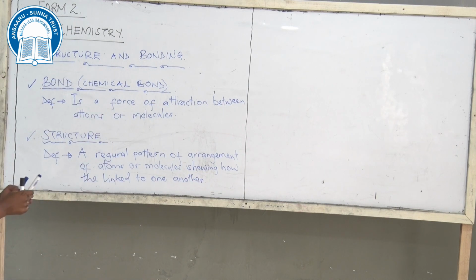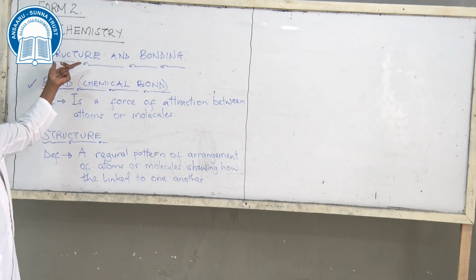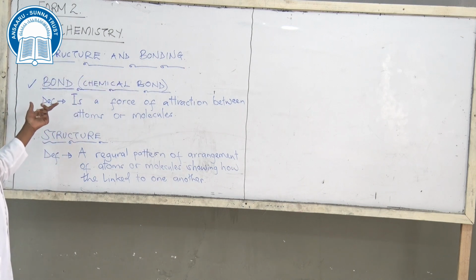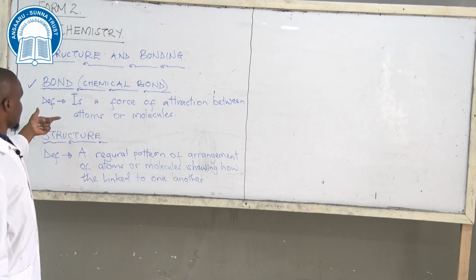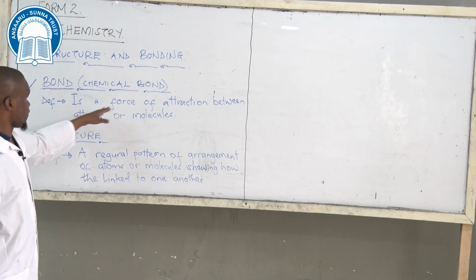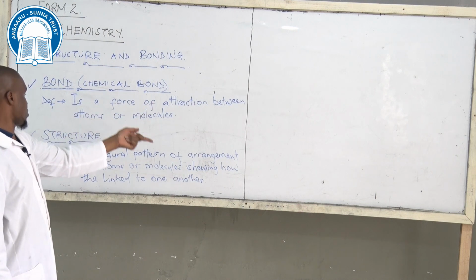So I'll go back and recap that again. We are saying the topic is structure and bonding. There are two terms here from the topic. One is structure, the other one is bonding. So we're starting with the word bond, or in other words, chemical bond. So what is a chemical bond? A chemical bond is defined as a force of attraction between atoms or molecules.